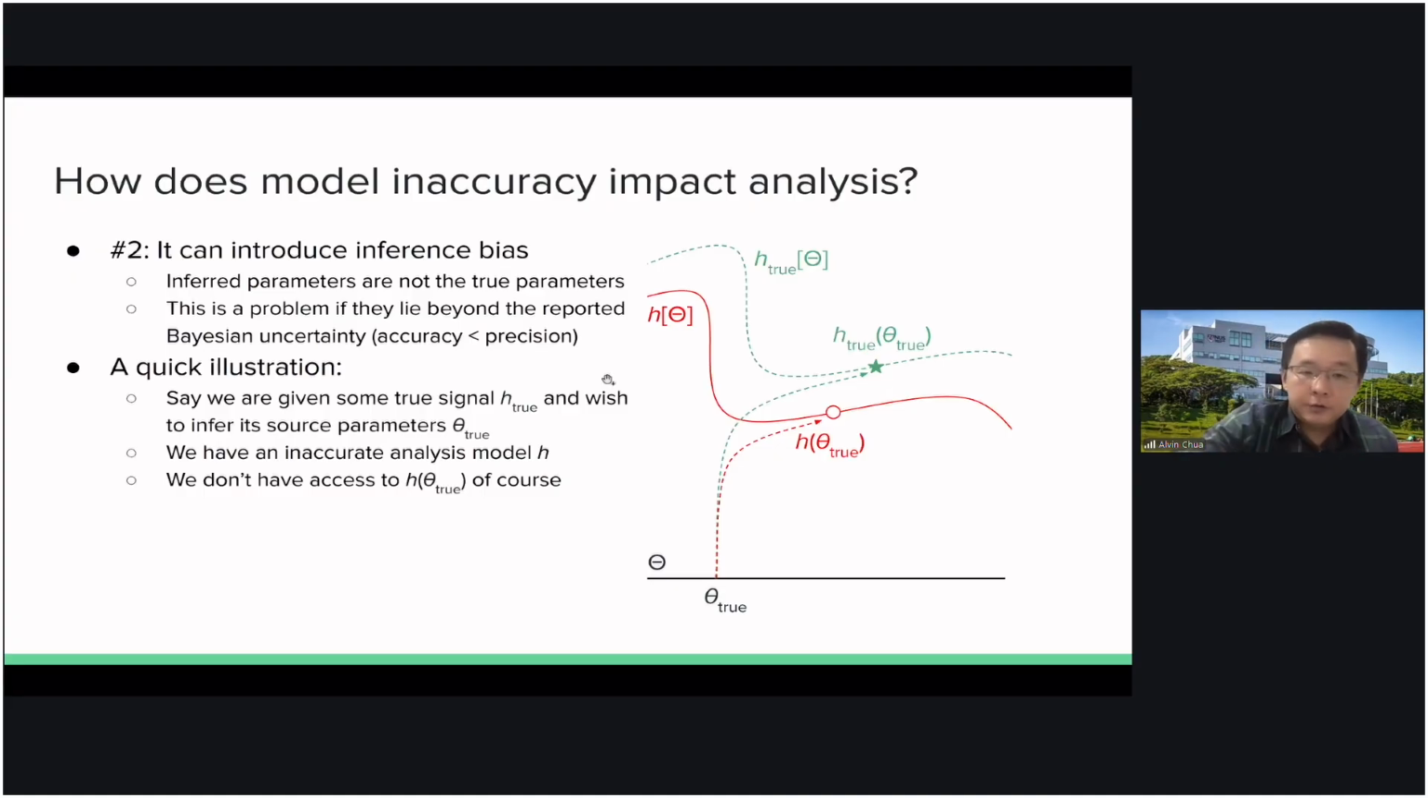These are the actual source parameters of the source. We may or may not have this h_true model, but what we do have is an analysis model, which for now we'll assume is inaccurate, because the whole point of this talk is model accuracy. So we have an inaccurate model h. Do we have h of theta_true? Well, it's indicated here, but of course we don't have access to it, because we don't know theta_true. That's what we're trying to infer.